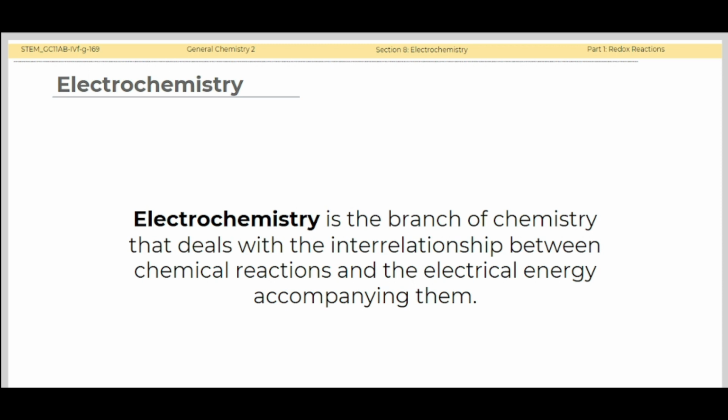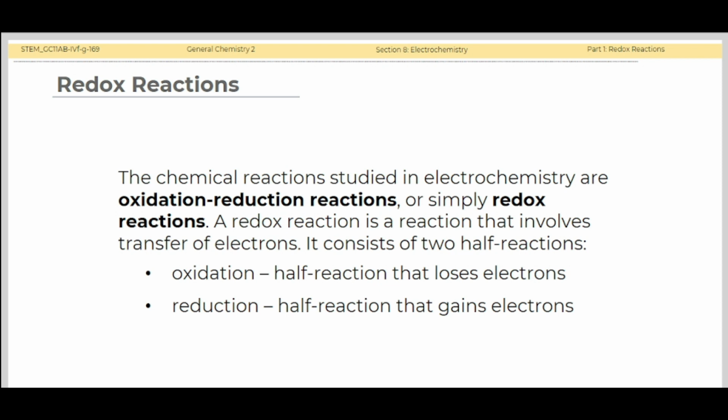Electrochemistry is the branch of chemistry that deals with the interrelationship between chemical reactions and the electrical energy accompanying them. The chemical reactions studied in electrochemistry are oxidation-reduction reactions, or simply redox reactions. A redox reaction is a reaction that involves transfer of electrons. It consists of two half reactions, oxidation and reduction.